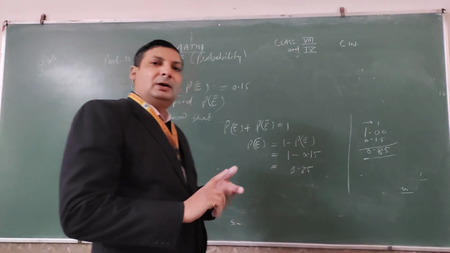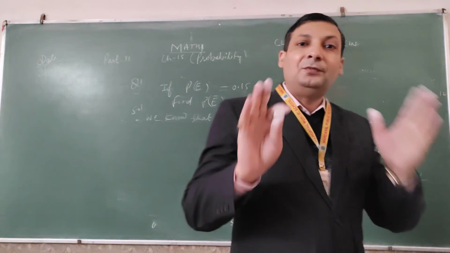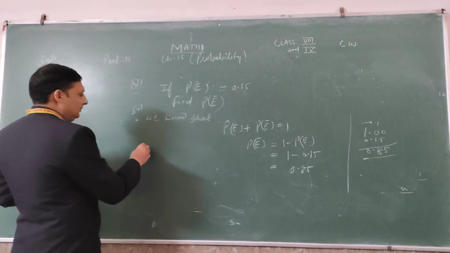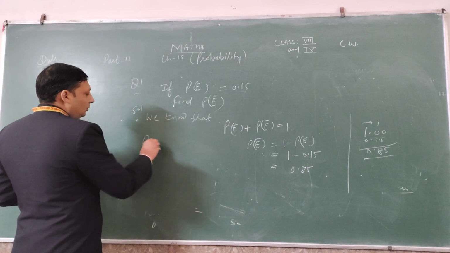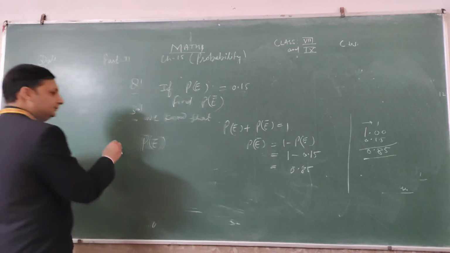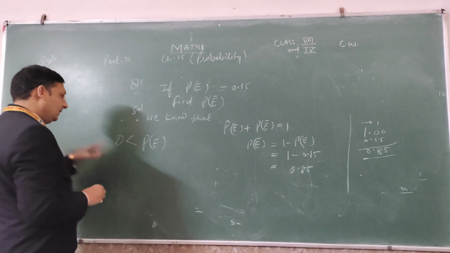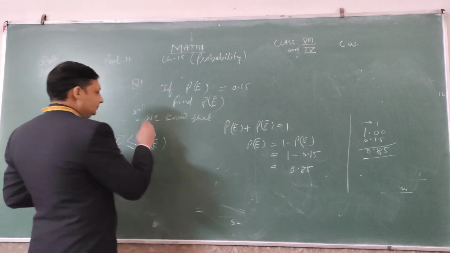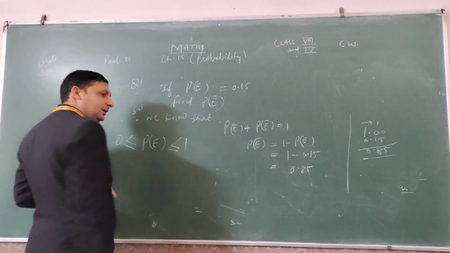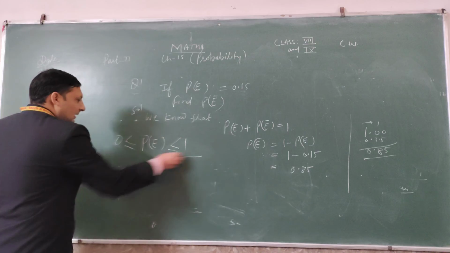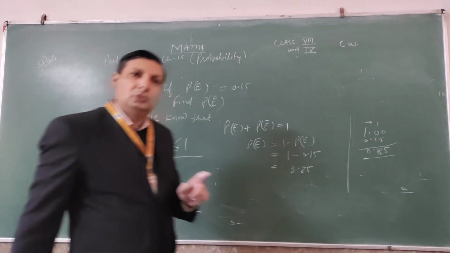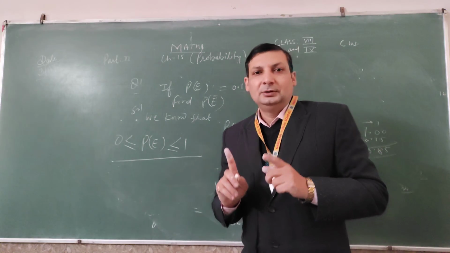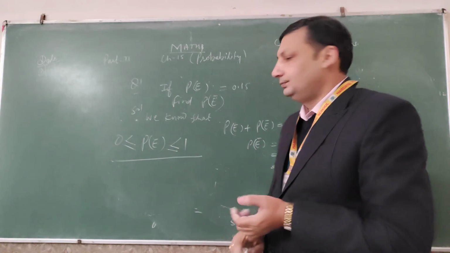So what I have told, I will repeat again. Some important facts of probability. Probability of an event will always lie between, or it can be 0, more than 0, and less than 1, and can be 1. So it is the range of probability. Probability can be 0, probability can be 1, probability will always lie between 0 and 1. Probability will never be negative.